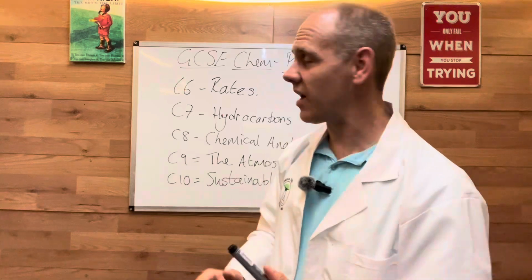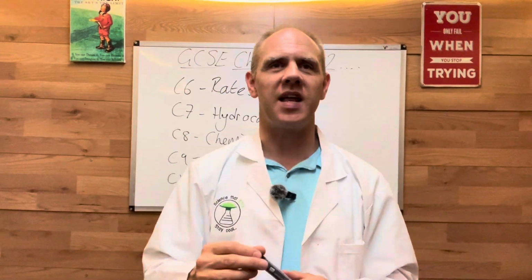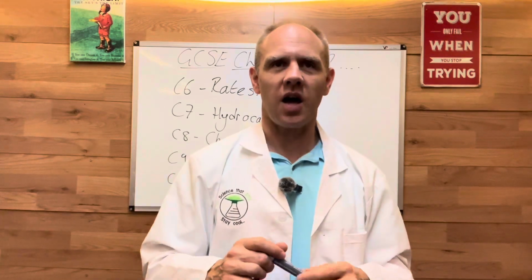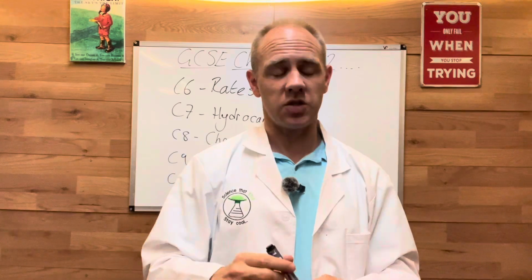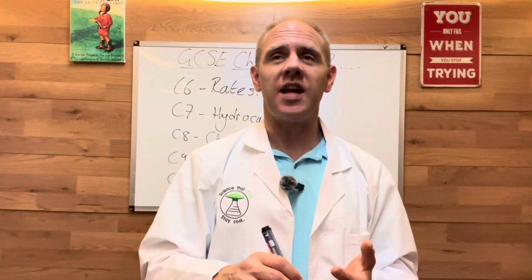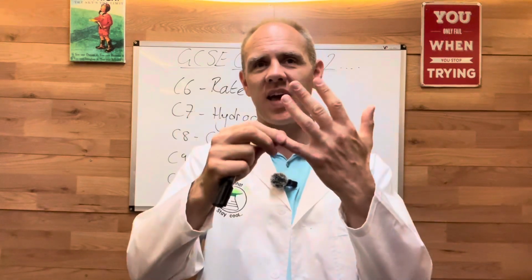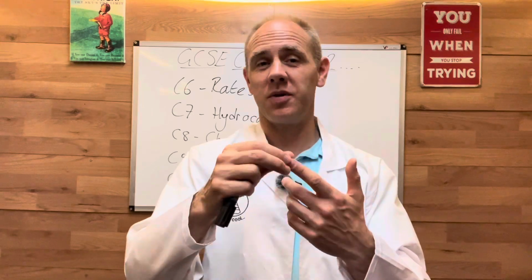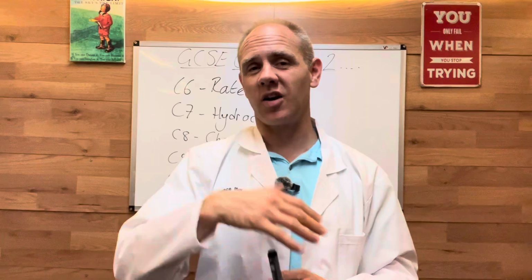Let's look at C7, hydrocarbons. If you're doing the foundation paper, then it's going to be much easier for you to learn hydrocarbons than it is if you're doing triple. The reason for this is because if you're doing foundation, then you only really need to name the first 5 alkanes. Methane has got 1 carbon, ethane has got 2, propane has got 3, butane has got 4, and pentane has got 5. Whereas if you're doing higher, it goes all the way up to 10.